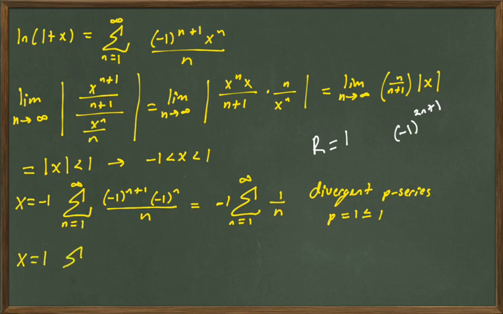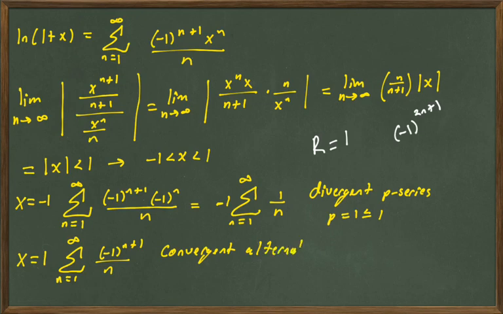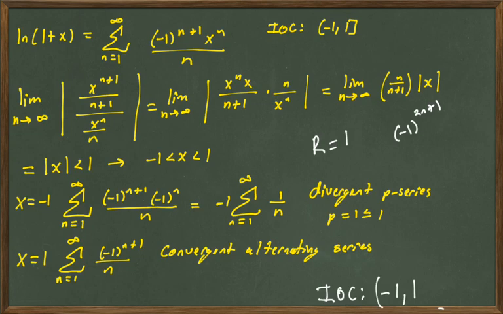Now let's look at the sum at 1. We have the sum n equals 1 to infinity of negative 1 to the n plus 1, and then times 1 to the n, which is just 1, all over n. And we've looked at this series before, something very similar to it, and this is a convergent alternating series. So you could apply the alternating series test to show that this is convergent. Okay, so then what we have for interval of convergence is going to be from minus 1 to 1. We are not allowed to include minus 1 because it diverges there, but 1 is included.